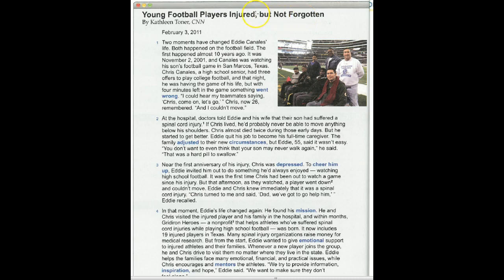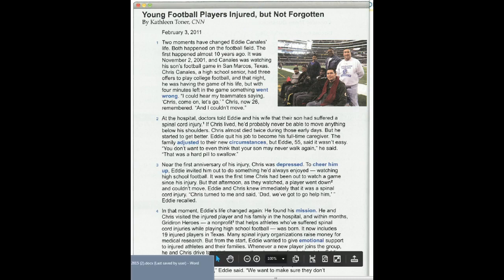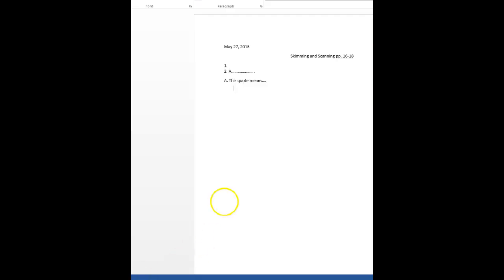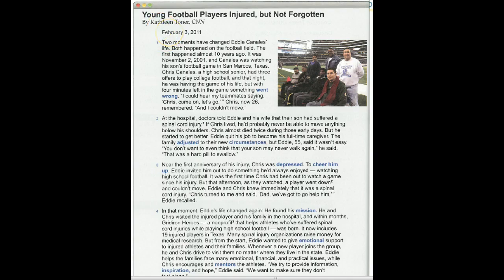Alright, so I'd like you to pause the video. In your notebook, write the word injured and write what it means. Okay? And you may be able to just find the word injure. And then also look up forgotten and write what it means. Okay, so after you know the definitions of those words, you should understand what the title means.